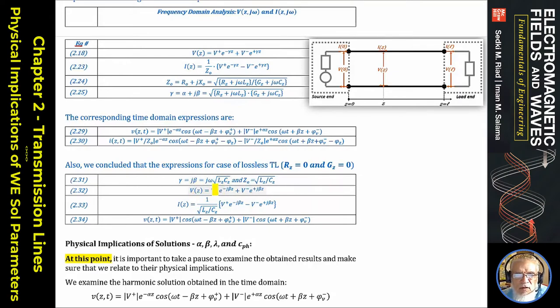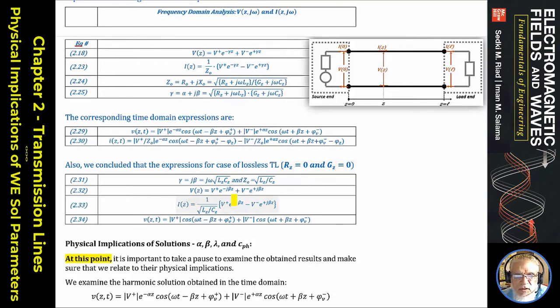And you have gamma is equal to j omega square root of LC, and Z naught is real, square root of L over C, no more j's. If you recall here, Z naught had a j in it, all right? Well, Z naught here is pure real. The reactance here is gone, all right? So that is your answer, or these are your parameters in the lossless case.